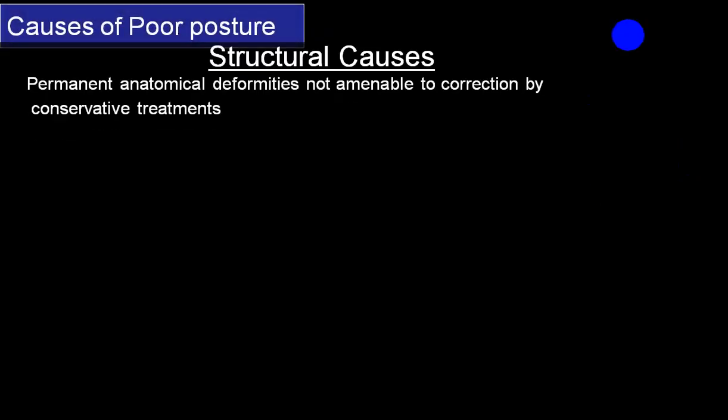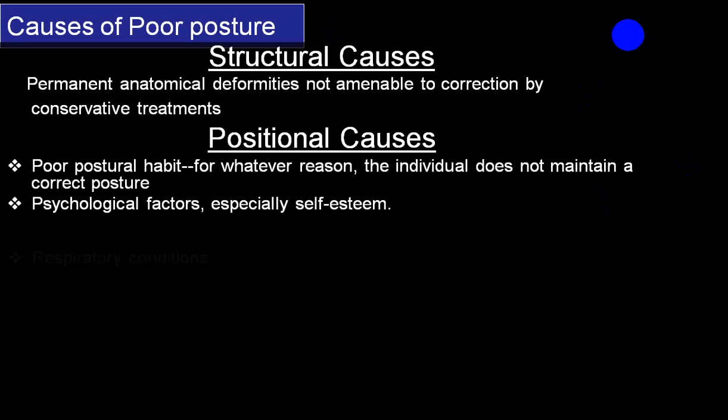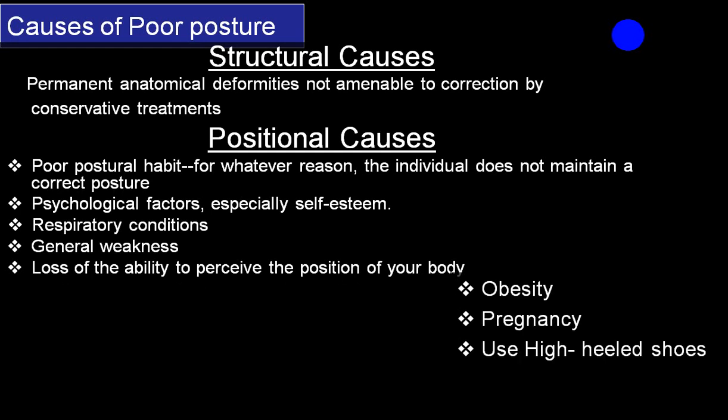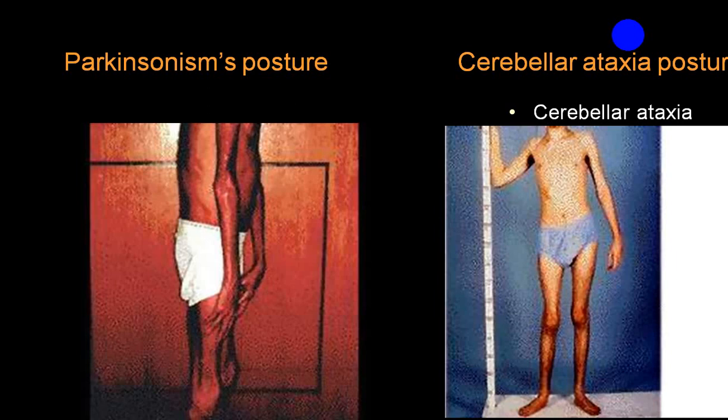You can have an abnormal posture because of an abnormality in certain other structures, like psychological factors, poor postural habits, some respiratory conditions, general weakness, loss of ability to perceive the position of your own body, obesity, pregnancy, high heel shoes, shortening of muscles, decreasing flexibility, etc.